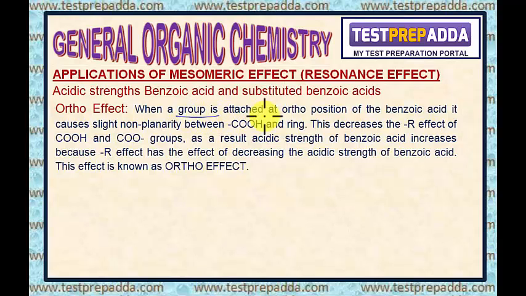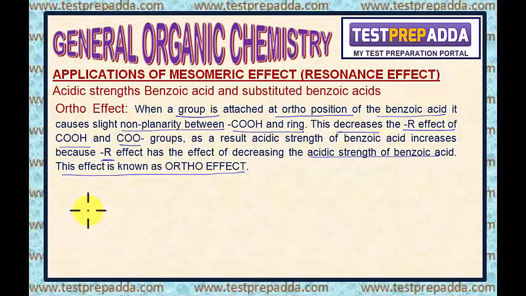When a group is attached at the ortho position of benzoic acid, it causes slight non-planarity between COOH and the ring. This decreases the minus R effect of COOH and COO minus groups. As a result, the acidic strength of benzoic acid increases because minus R effect has the effect of decreasing the acidic strength of benzoic acid. This effect is known as ortho effect. I'll take one more example here to explain this ortho effect. This is very, very special.